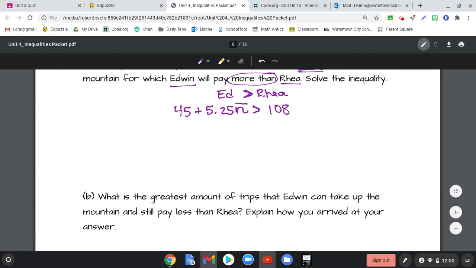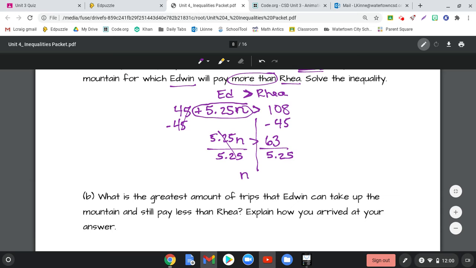All right, let's solve it. Just like anything else, your variable is going to stay there. You want to try and get everything else away from it. So we'll subtract the $45 he paid for the rentals. So we have $5.25 times n is greater than, we'll subtract that, you can use your calculator, 63. And now I'm multiplying by 5.25, so I'm going to divide. So n is greater than 12.